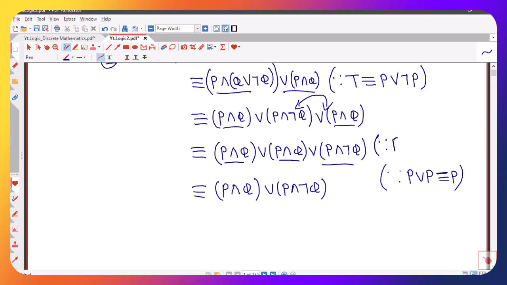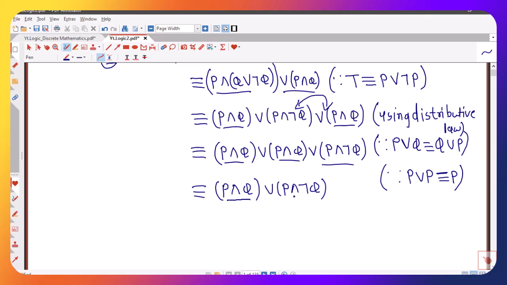Here we have used the fact that P or Q and Q or P are both logically equivalent, or we can write that using commutative law. And here we have used distributive law. So whatever law we are using, that we have to mention in the bracket. This is using distributive law of logic.